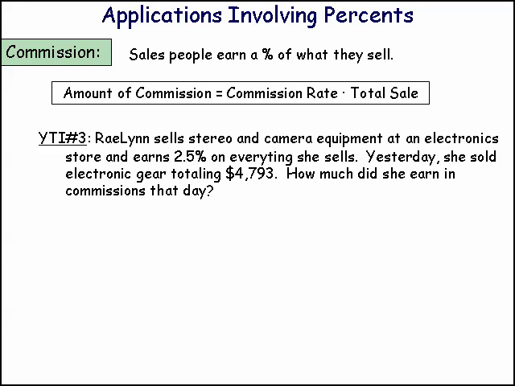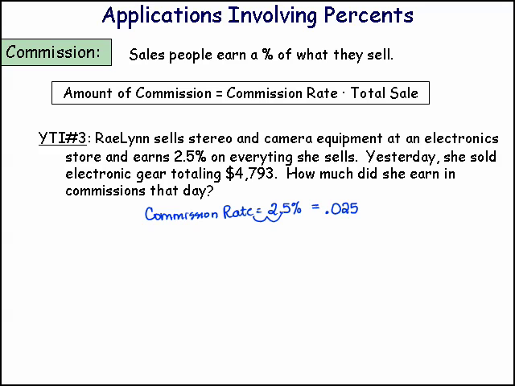Okay, so what we want to do is look at the percent, or let me call it commission rate. Her commission rate is 2.5%. What is 2.5% converted to decimal? Convert these to decimal, and now start using your calculator to multiply them out. So we're going to get 0.025, because remember, if we're converting from a percent to a decimal, we're moving our decimal 2 places to the left and dropping the percent sign.